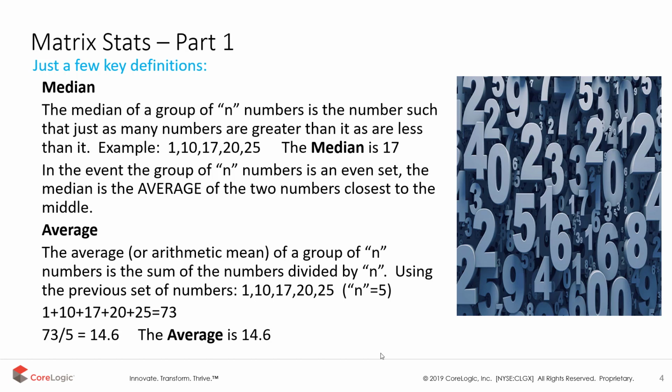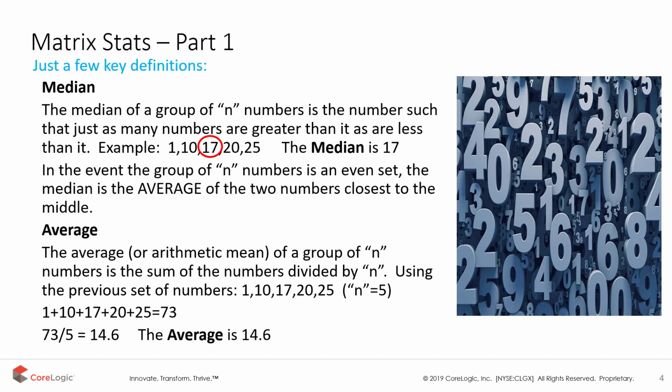Median. We use median in quite a few of our statistical functions, and the median of a group of n numbers is the number such that just as many numbers are greater than it as are less than it. So, for example, in the series 1, 10, 17, 20, and 25, the median is 17, as it falls directly in the middle of that series. In the event the group of n numbers is an even set, the median is the average of the two numbers closest to the middle.